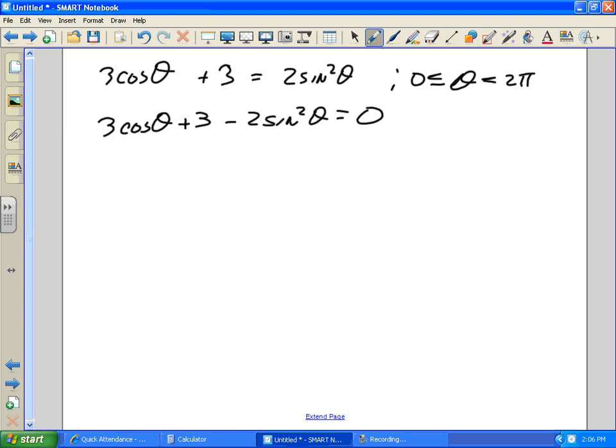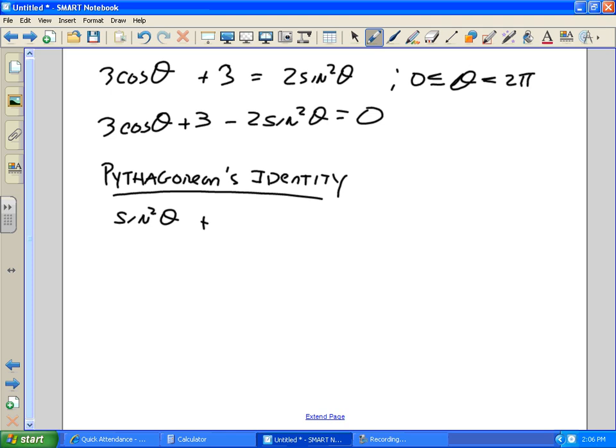The problem is I cannot factor it because I have a cosine of theta in this term and I have a sine squared theta with this term. So I have to use an identity to change the sine squared to cosines. And so what identity am I going to use? Pythagorean's identity. And we talked about them. What is Pythagorean's identity with the sine squared? Sine squared of theta plus cosine squared of theta equals 1.